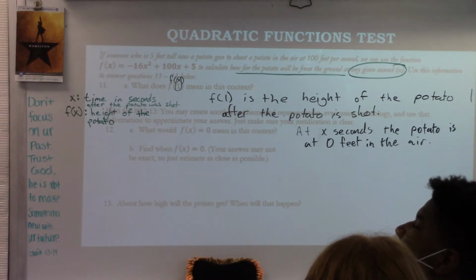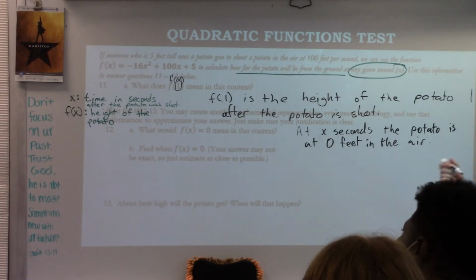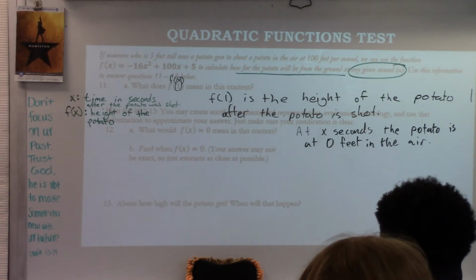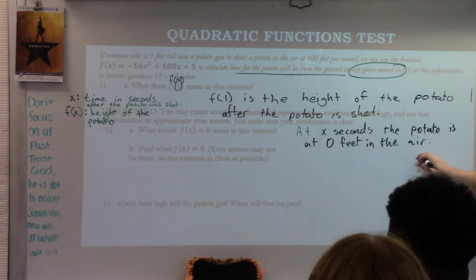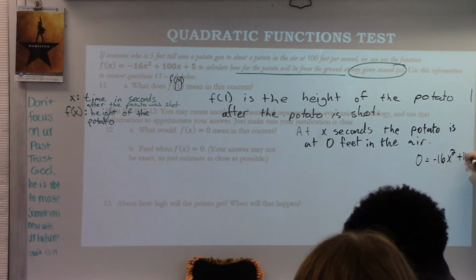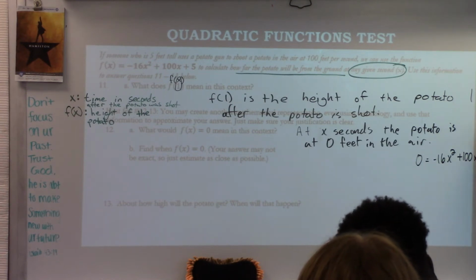Okay? Now I want you to notice the next part says find when f of x is equal to 0. So again, what is 0 taking the place of? f of x. Thank you. So 0 is equal to negative 16x squared plus 100x plus 5. Do we know how to solve a quadratic equation like this?